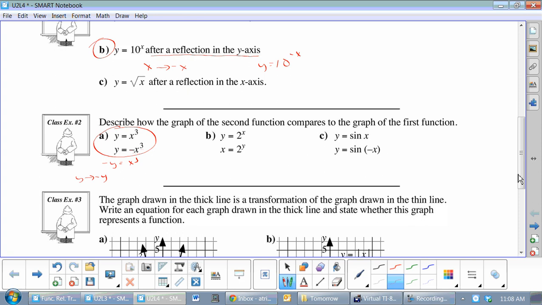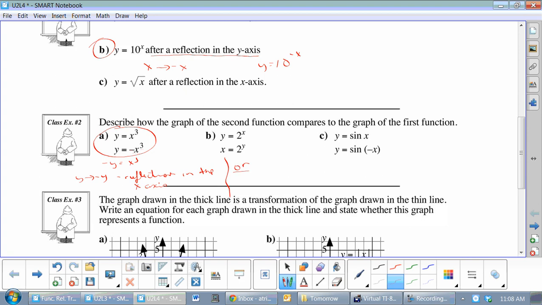So this would be a, describe, needs words. This is a reflection in the x-axis. I know what you're asking. Reflection in the x-axis, right? Now, this one has an or to it.